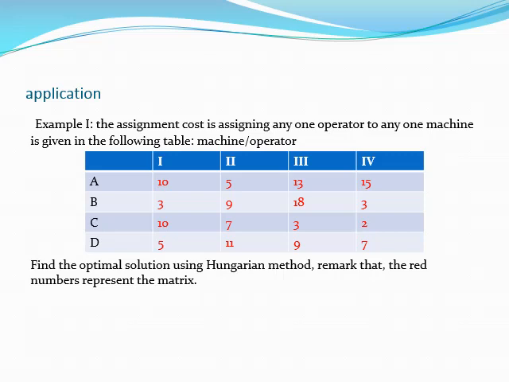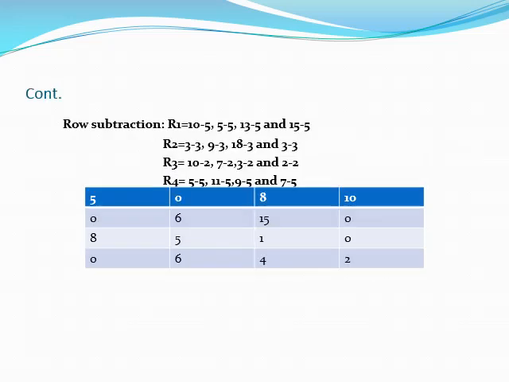The expected number of lines is 4. The number of lines is 4, equal to the number of columns, 4, equal to the number of rows, 4. Okay. The practices of row subtraction.